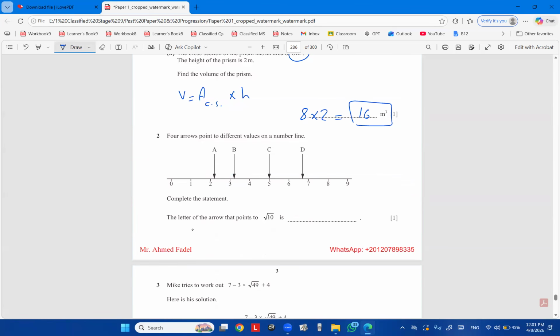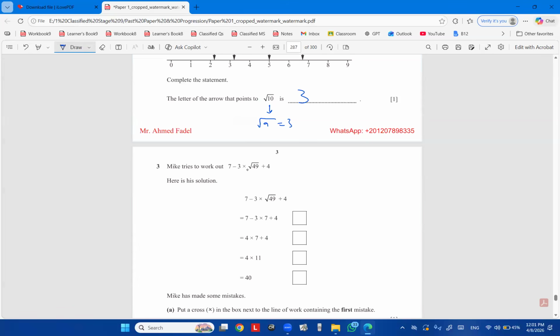Here they're asking for the letter of the arrow that points to square root of 10. Pointing to square root of 10 means they want the nearest integer. The nearest integer is actually square root of 9, which is 3. So it's closer to 3. The closest integer to it is 3.